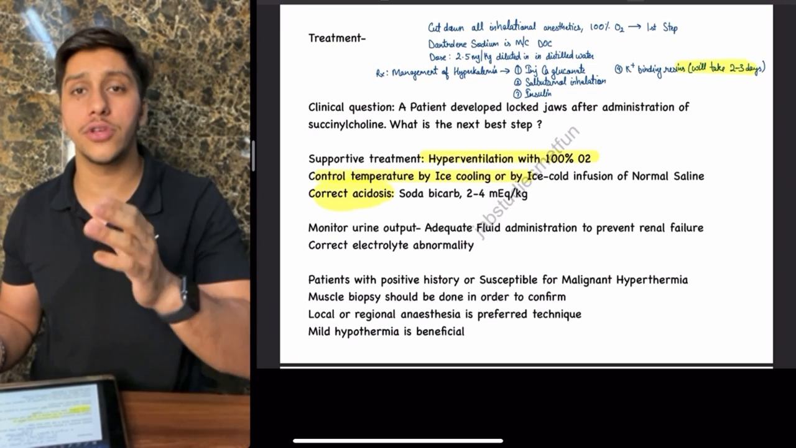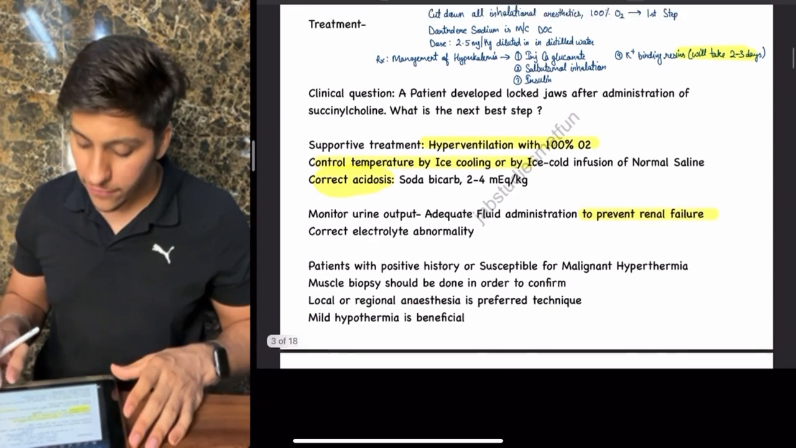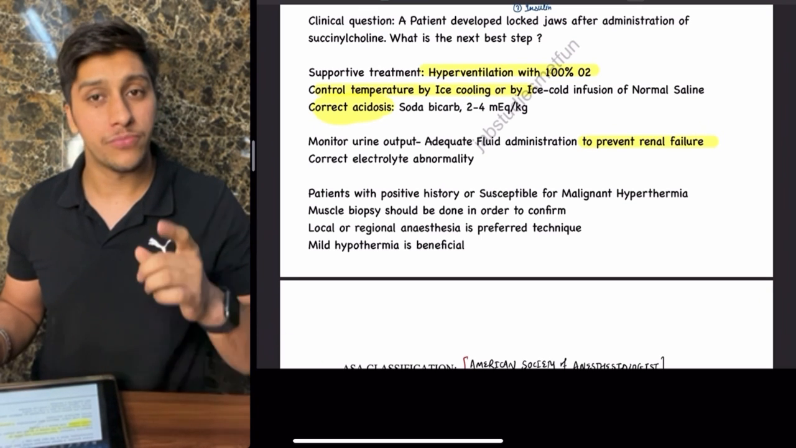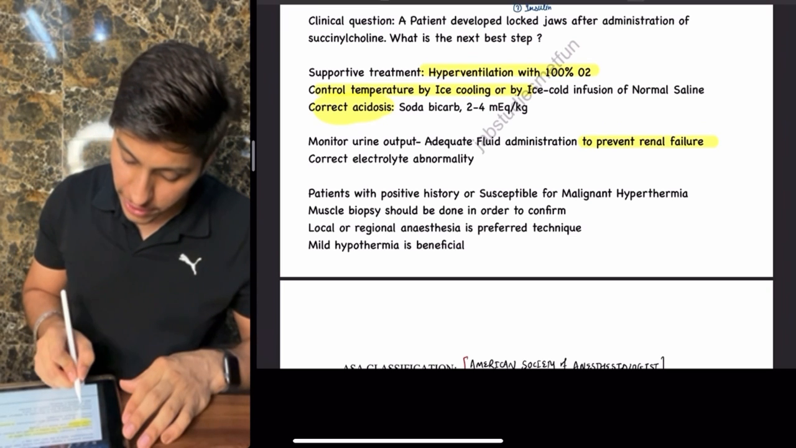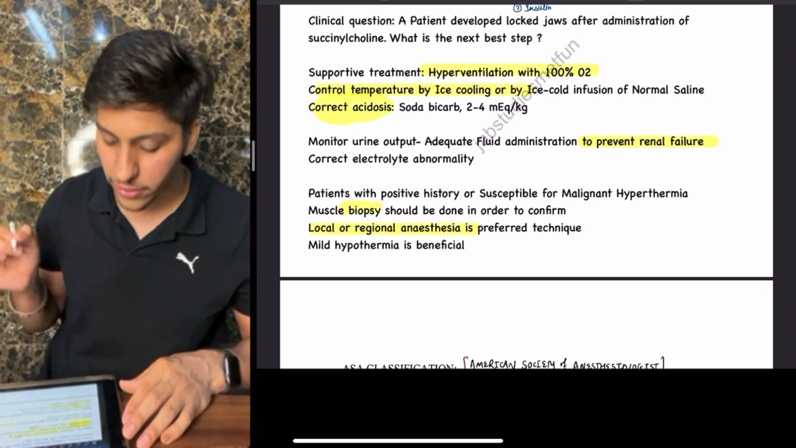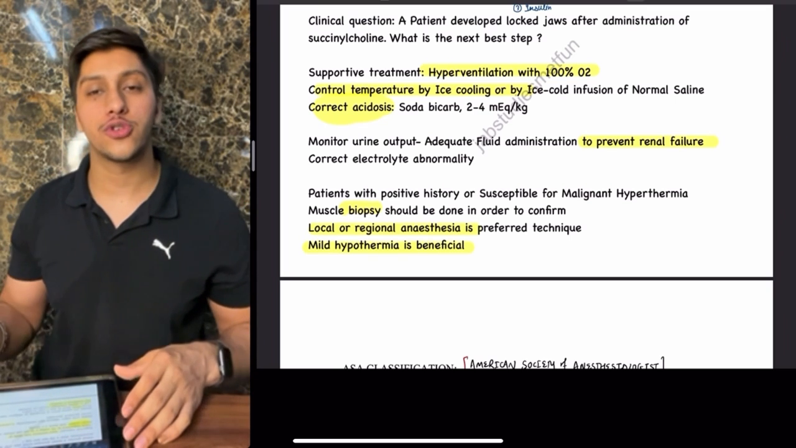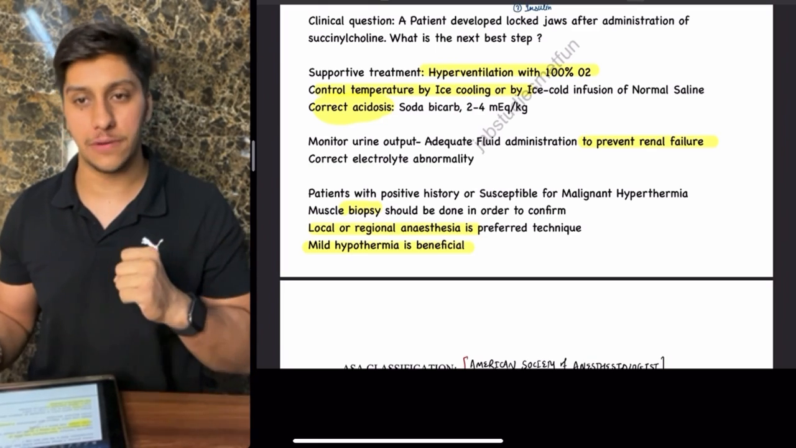You have to monitor the urine output so that we see that there is no signs of any kidney failure. Whenever you have any suspicion of malignant hyperthermia, always you have to do biopsy. Now you know for biopsy you have to give anesthesia. Over here, the anesthesia which we prefer in time of biopsy is going to be local or regional anesthesia. During this procedure, mild hypothermia has shown to be beneficial. So this is in a nutshell all about malignant hyperthermia.